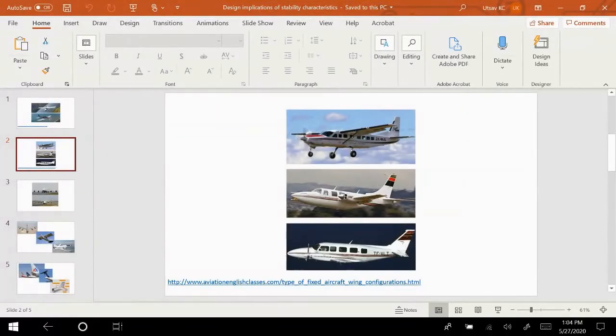So there are three photos here. On the top photo, the wing is mounted on top of the fuselage. In the middle photo, the wing is mounted in the middle of the fuselage. And in the lowest photo, the wing is mounted at the bottom of the fuselage. So there must be a reason why we have these options, and there must be a reason why the wing must be mounted at a certain height. And this will affect the aircraft's performance.